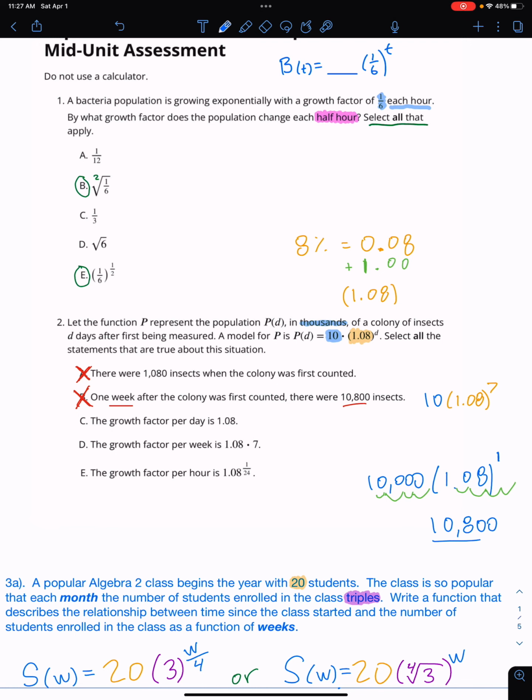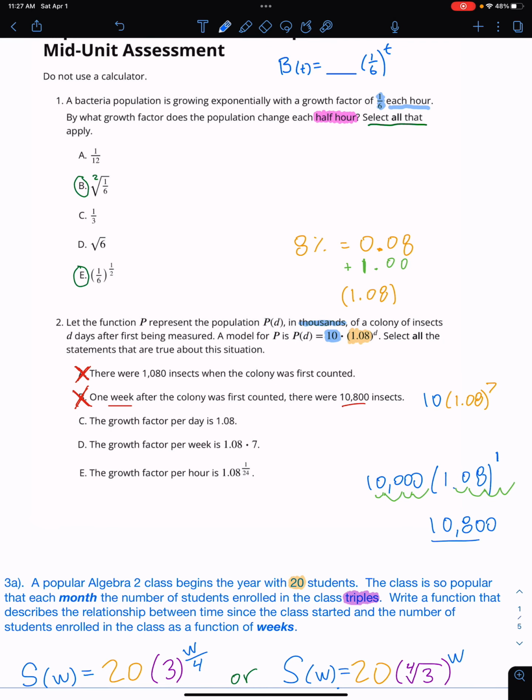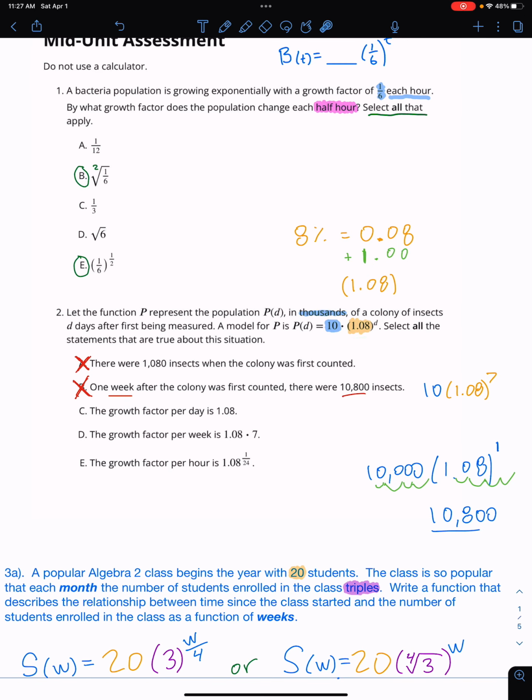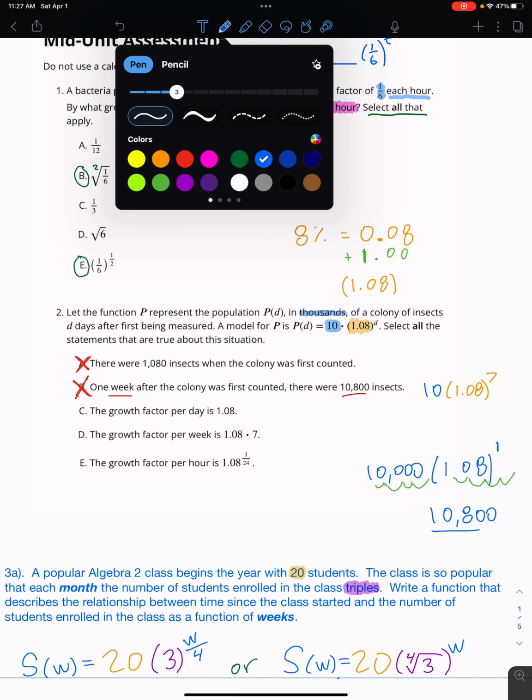The growth factor per day is 1.08. This is 100% true. Here is our growth factor. It's what we keep multiplying by. The growth factor is whatever's got the exponent next to it, because that's what we keep multiplying by each day in this case. So remember, we always start with the beginning, and then we've got our growth factor with the exponent next to it. So this one is definitely true. C is for sure true here.